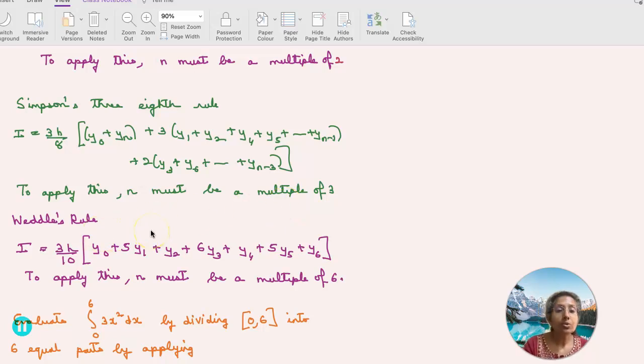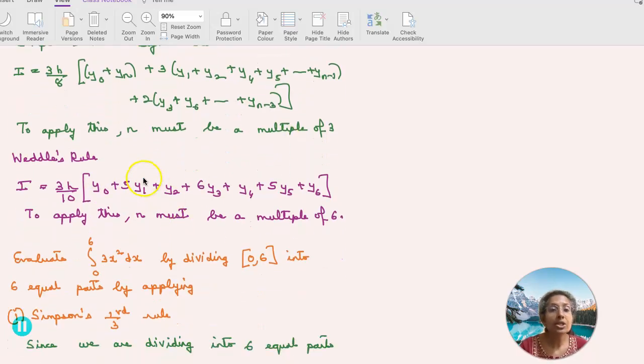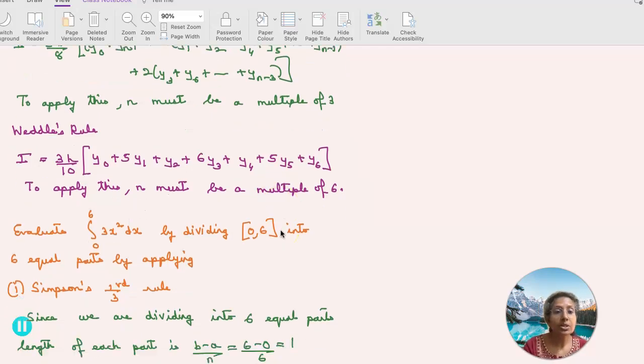Then you have Weddle's rule, which says that I equals 3h by 10 into y0 plus 5y1 plus y2 plus 6y3 plus y4 plus 5y5 plus y6. So this goes like 1, 5, 1, 6, 1, 5, 1 and so on. And to apply Weddle's rule, n must be a multiple of 6. So we'll do a few problems on this.